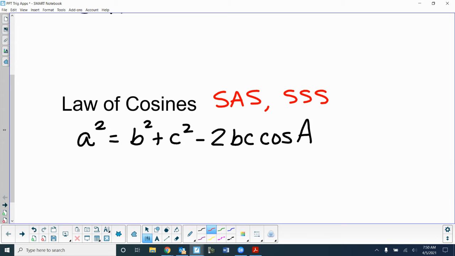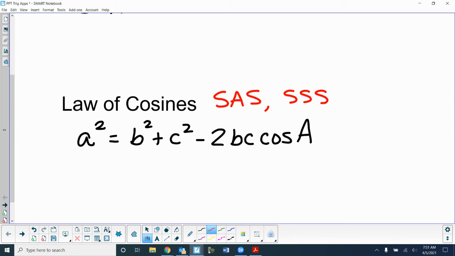If it was side, side, side, remember we were supposed to find the largest angle first. So those of you that still have to take the quiz, listen up. If you have that situation, you're looking for the largest angle first. Then remember, we only used the law of cosines once, and then to find the rest of the triangle, we'd go for the smaller of the two remaining angles using the law of sines.